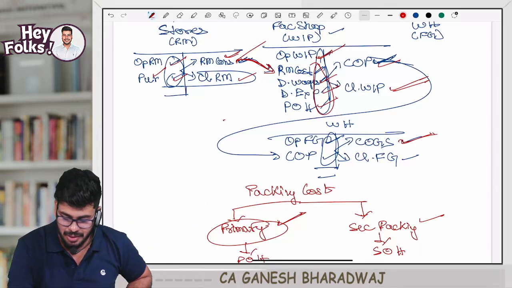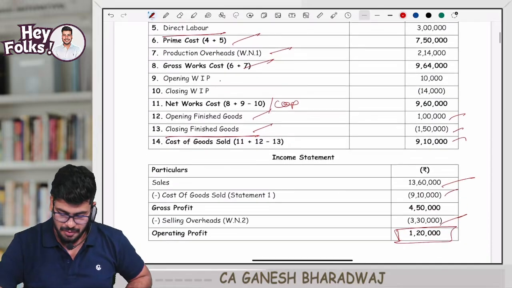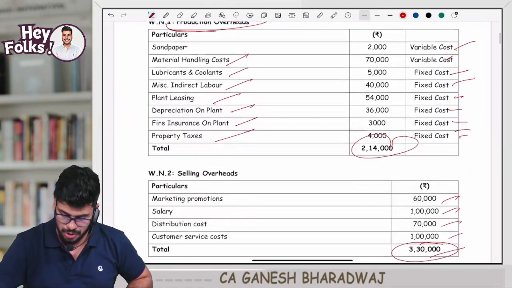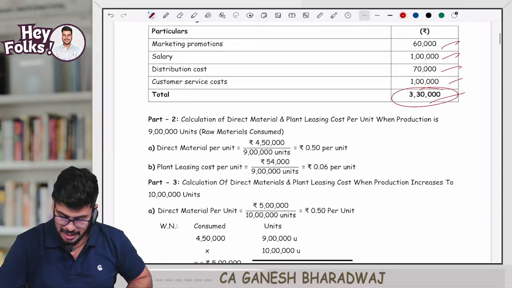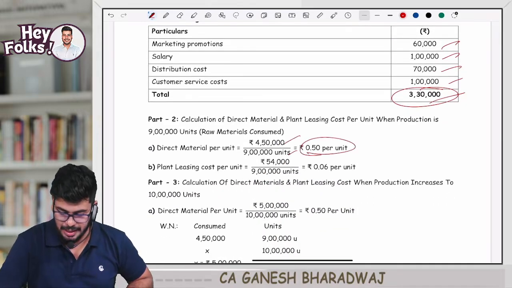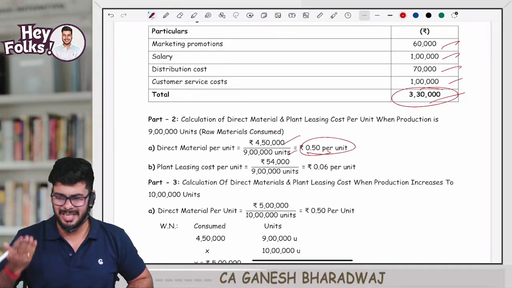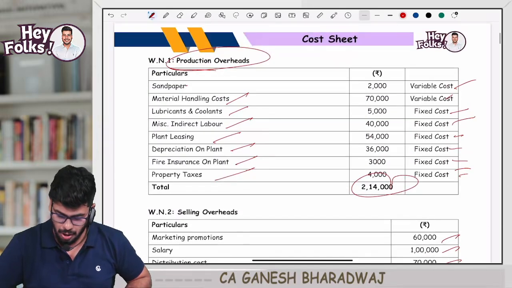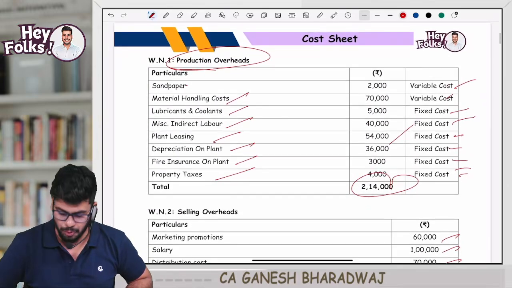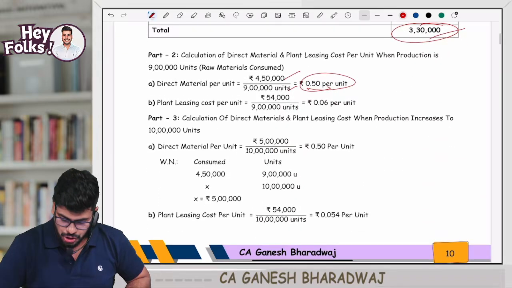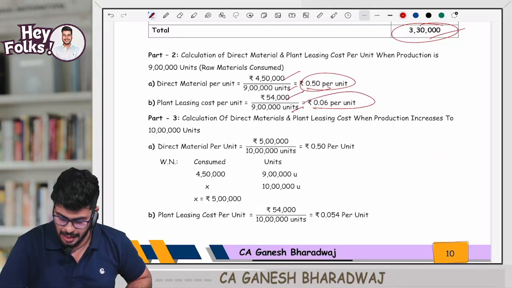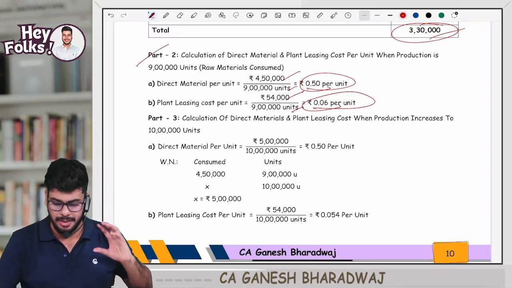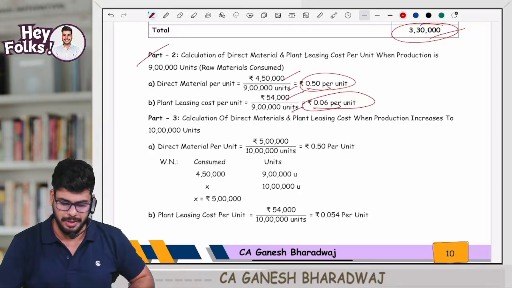So in this question, when they are asking for the direct material cost per unit, 4,50,000 should be kept as a base. So 4,50,000 divided by 9 lakh gives you 0.5 per unit. They've just asked you to calculate the cost per unit, that's all. Similarly, your plant leasing cost, how much is it? It's 54,000. So 54,000 divided by 9 lakh gives you 0.06 per unit. That's all. The part 2 of the question is over.